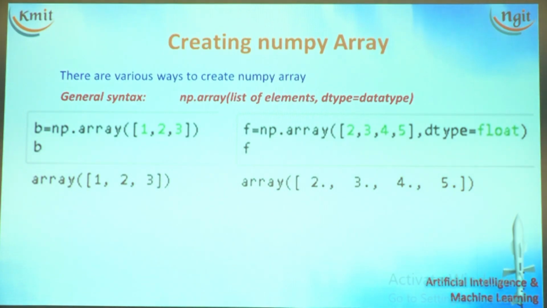So you can see that on the first output you got simply array 1, 2, 3. What dimension array did I create? A one-dimensional array, right? It is also called a vector. One-dimensional array is also a vector, right? Now I created another one wherein I have created a floating type of array. Done? Next.